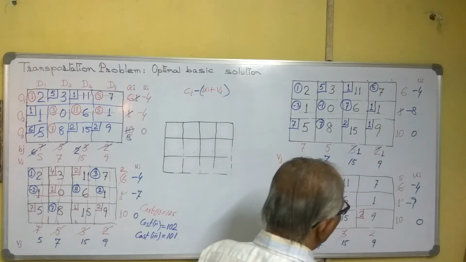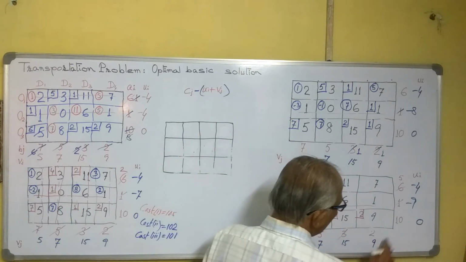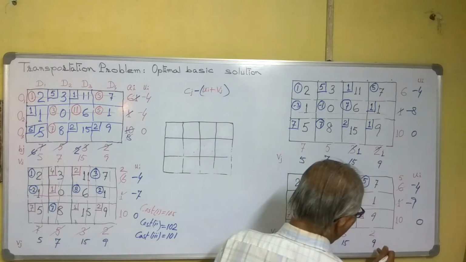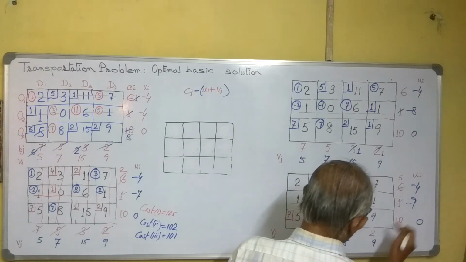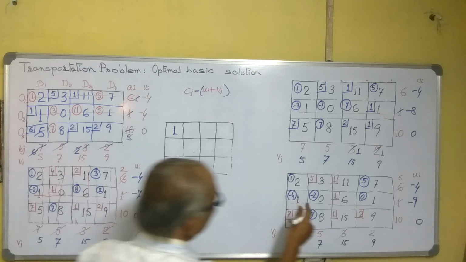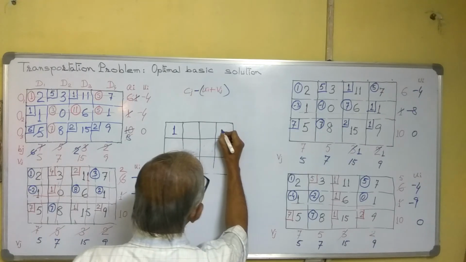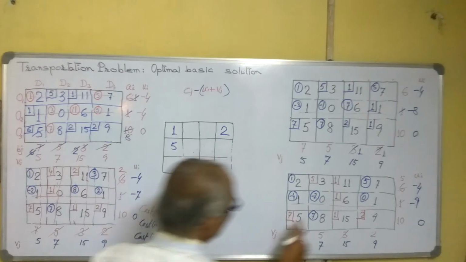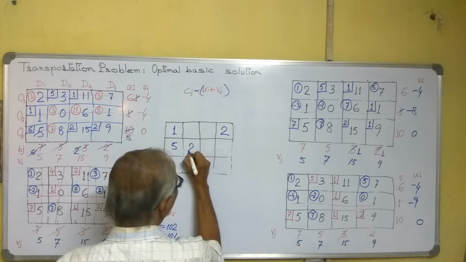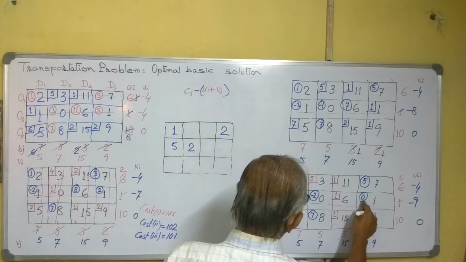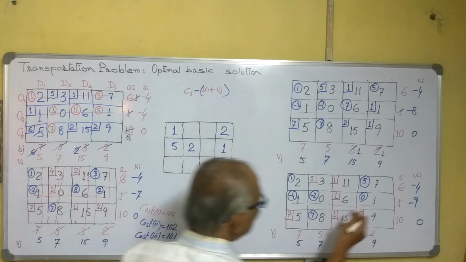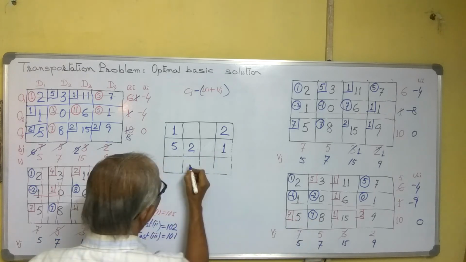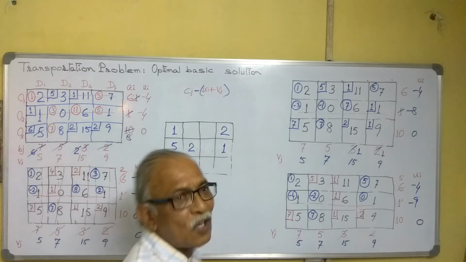Now we will calculate one by one for unallotted cells. 9 minus 4, 5. Then 9 minus 9, it is 1. Then 7 minus 5, it is 2. 1 minus minus 4, it is 5. 0 minus minus 2 is 2. 1 minus 0, it is 1. 1 minus 0, it is 1. Then 8 minus 7, it is 1. Now everything is okay, no mistake is there.